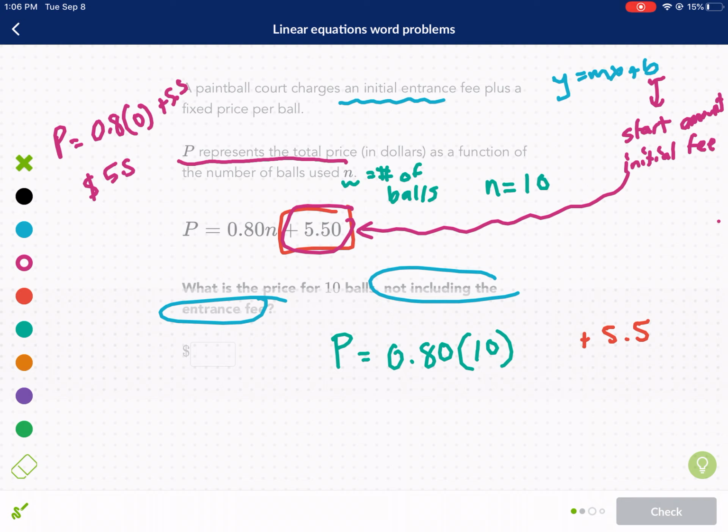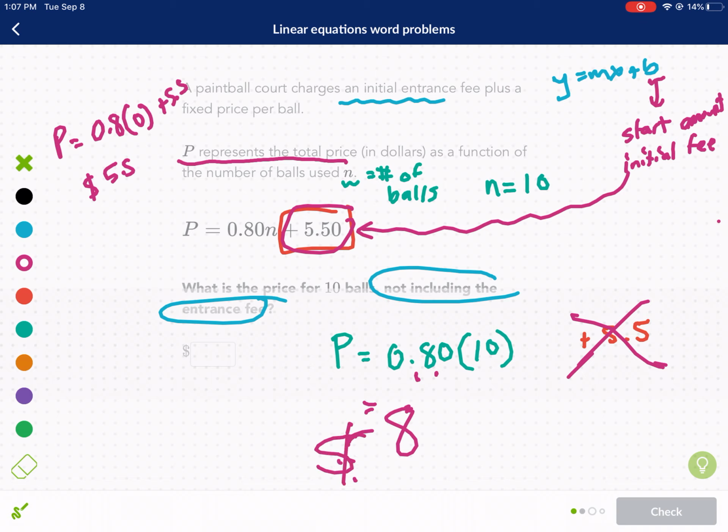Now if it wants to know the price for 10 balls, not including the entrance fee, then we need to exclude this guy. We don't want to include him. So now we just do 0.8 times 10 balls, 80 cents per ball. We move the decimal place over one time, and we get 8. So we get $8. That's kind of expensive if you think about it. $8 for 10 balls. Holy smokes.